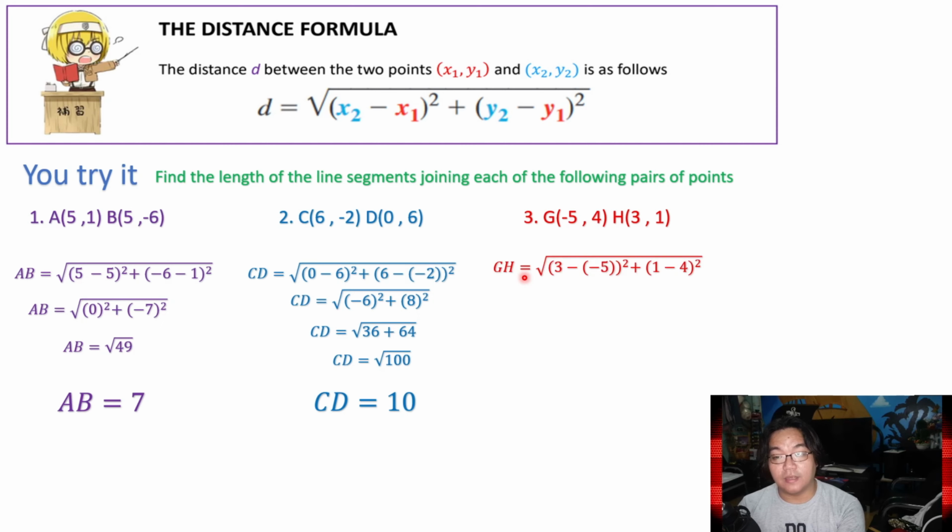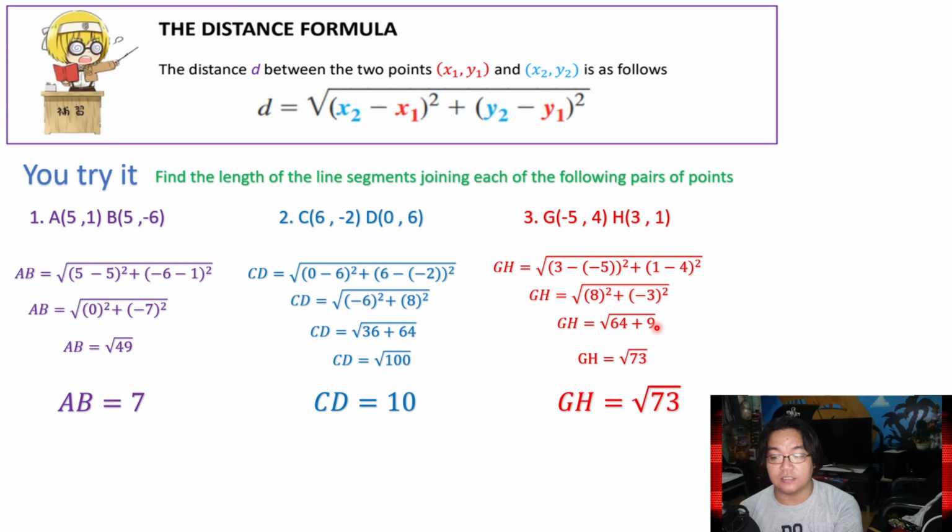So we're going to get GH is equal to the square root of 3 minus the negative 5, as I've said a while ago, squared plus 1 minus 4 raised to 2. Simplifying, 3 minus negative 5 gives us 8, so that's 8 squared, and 1 minus 4 is negative 3, and negative 3 squared is equal to 9. So 9 plus 64 gives us the square root of 73, and don't be afraid if it's the square root of 73, because it's fine since you cannot simplify the square root of 73 anymore. Therefore, the distance between G and H is the square root of 73.